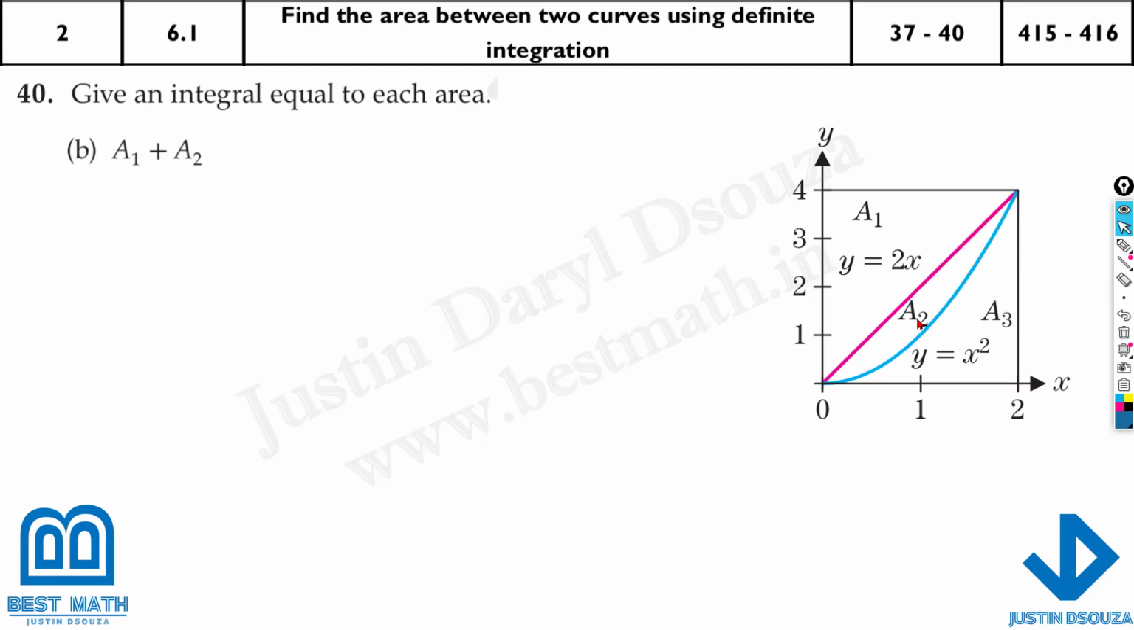What about 1 plus 2? Now here you can do right minus left, but up and down is easier. So it'll be integral 0 to 2, up, it is 4 minus x squared dx. That will be the answer.